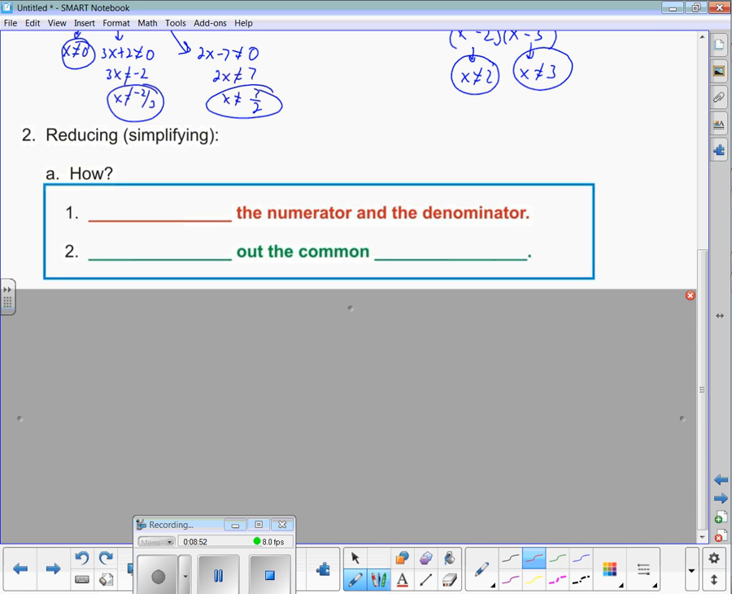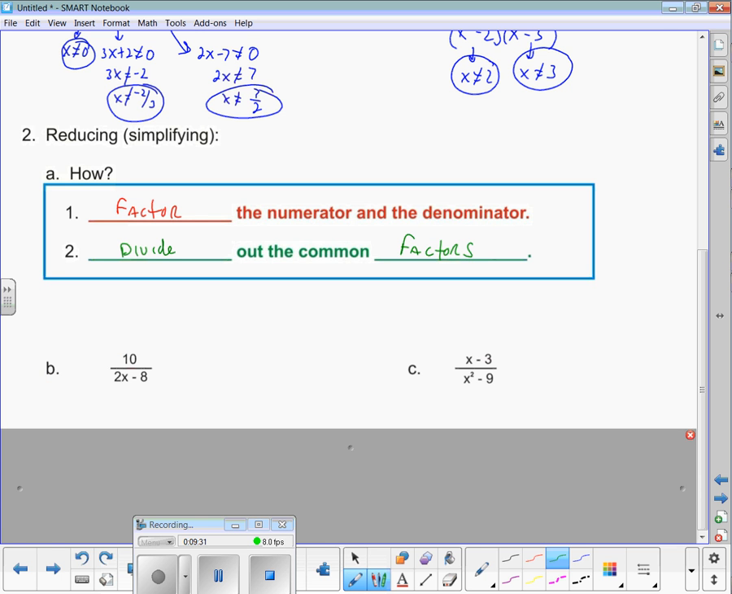All right, so how did we reduce? We factored the numerator and the denominator. And what do you do after that? You divide out the common factors. Okay? So really, with a rational expression, we've got variables involved. The way you're going to reduce is you've got to factor the numerator and denominator and divide out the common factors. All right, we've got a couple of examples here.